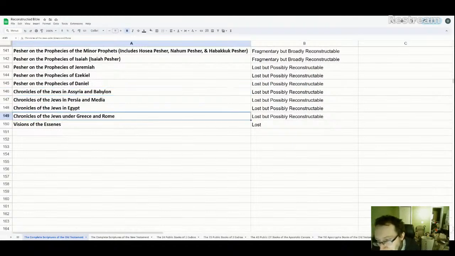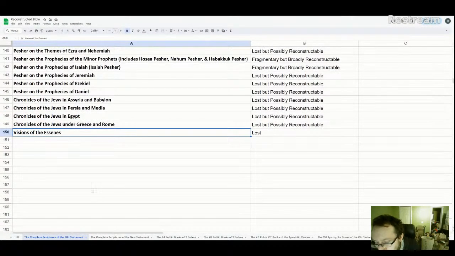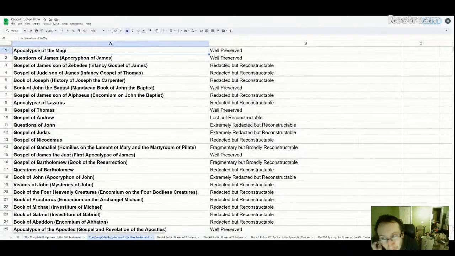And that Josephus probably quotes some of this, like summarizes some of these lost books of chronicles. And then I suspect that the Essenes probably had their own book of prophecies that we don't know about. That one's completely lost. We have no clue what that book would have been. But so anyway, that's the Old Testament. And we got the New Testament here. I'll just read through the list.